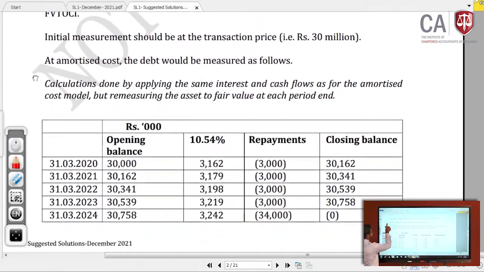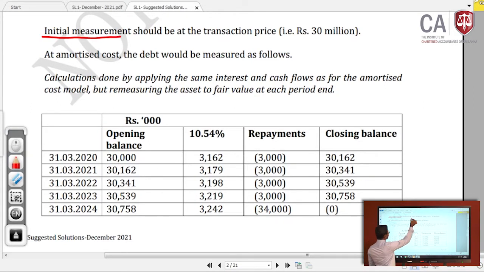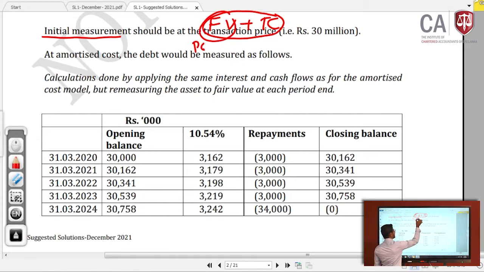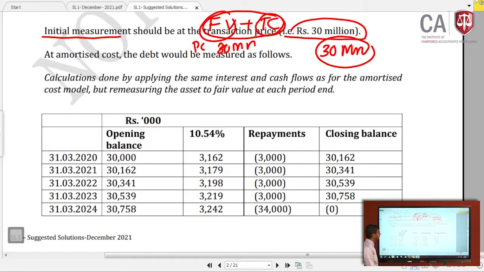Now we are coming to initial measurement. As I told you earlier, initial measurement should not be at transaction price, it should be at fair value plus transaction cost. That is the correct way, that is what the standard mentions. Fair value is basically the purchase cost, here 30 million, and transaction cost is not available in the question. So initial recognition should be at 30 million since no transaction cost is available.